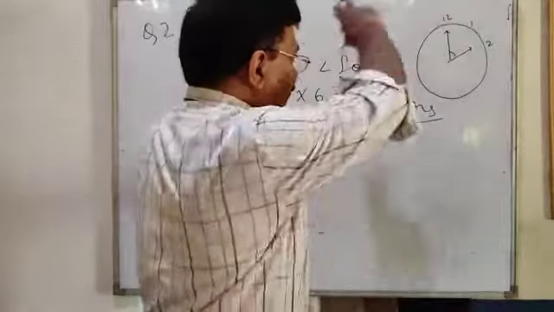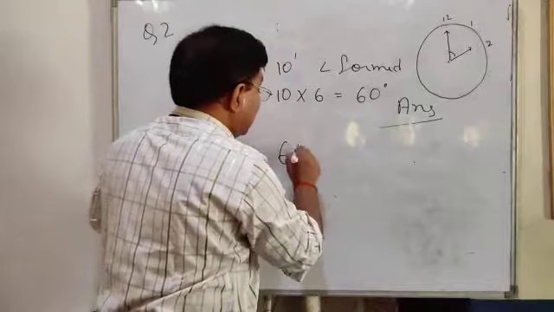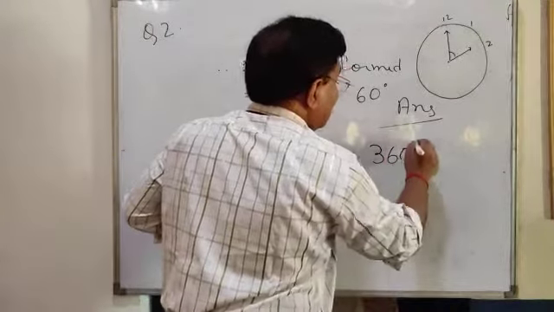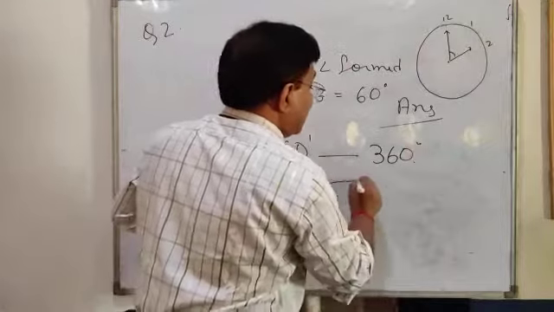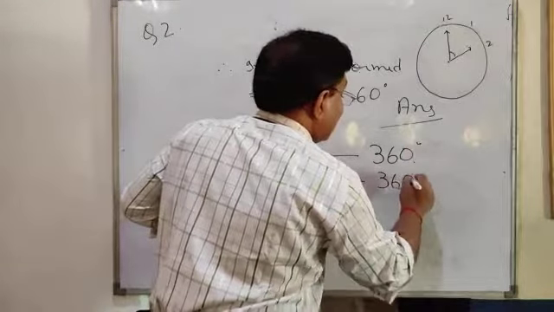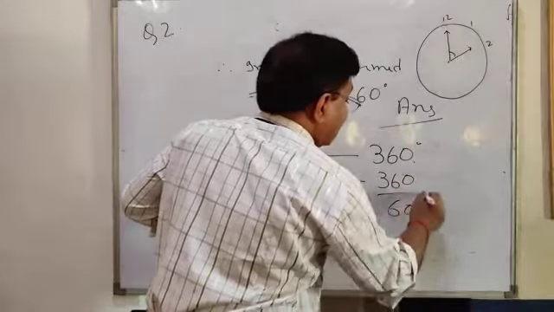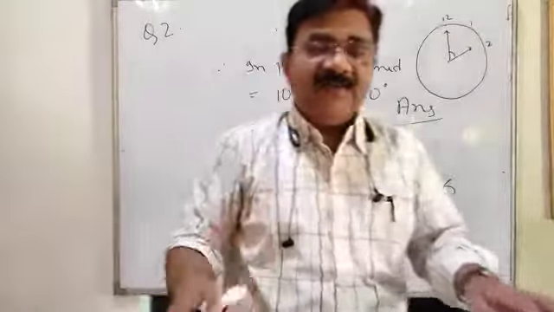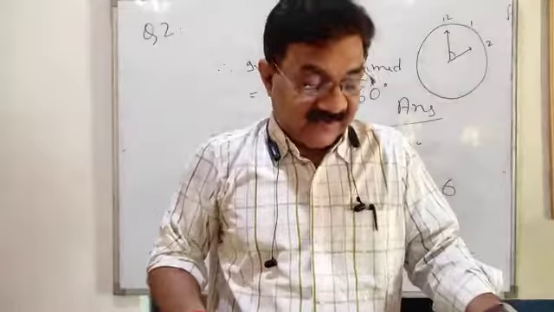because in 60 minutes the degree formed is 360 degrees. So in 1 minute it will be 360 by 60, and it is equal to 6 degrees. So in 1 minute the degree formed is 6 degrees.